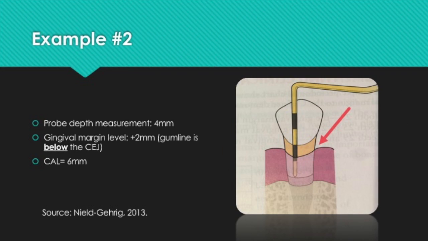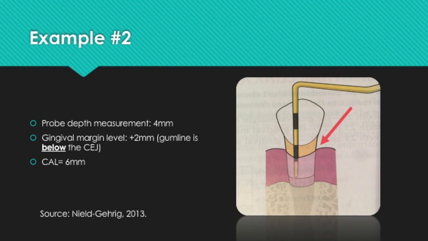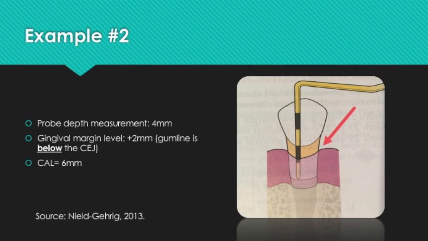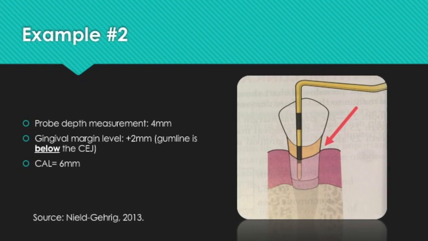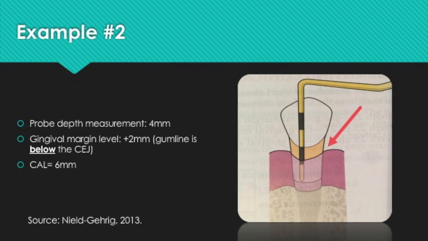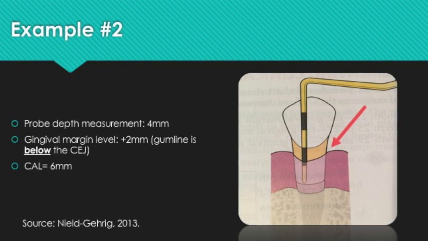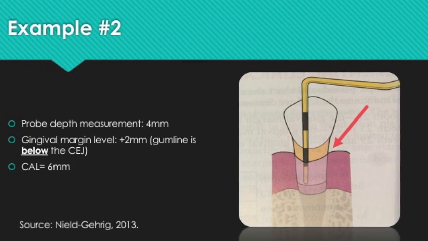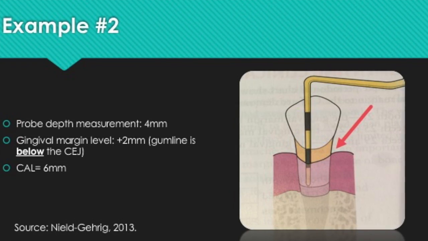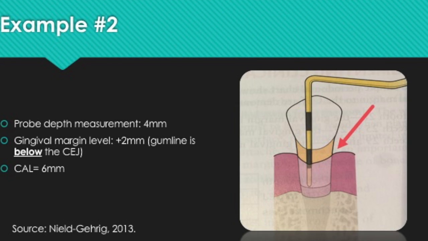So let's do another example. As you can see in the image, there's 4 millimeters of probe depth measurement. And also, as depicted by the arrow, you can see that there are 2 millimeters of gingival recession. That means that the gum line is below the CEJ by 2 millimeters. So since we are trying to calculate the total amount of clinical attachment loss, we're going to add the 4 millimeters from the probe depth measurement plus the 2 millimeters of the gingival margin level, and that's going to equal 6 millimeters of total clinical attachment loss.